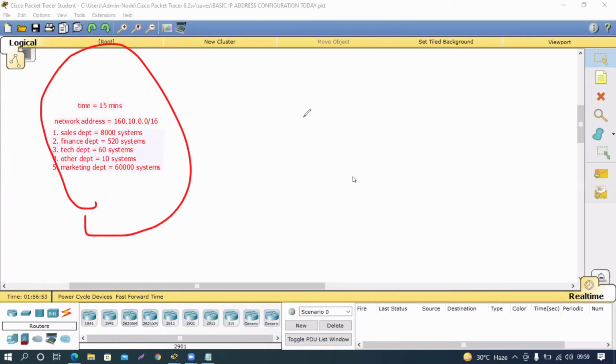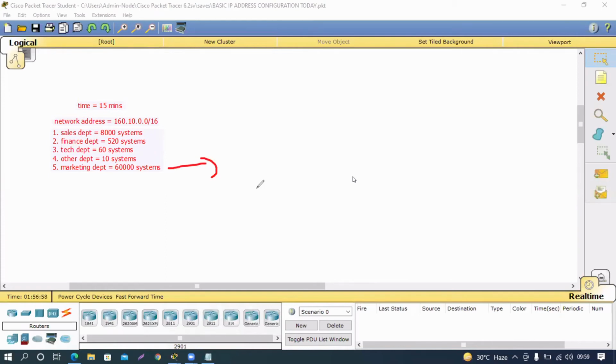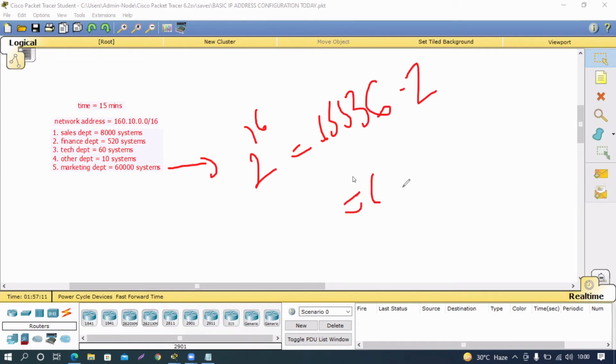I didn't get it, sir. Marketing department, you are having 60,000 hosts, right? So 2 raised to 16. You are taking all the 16 host bits you need, because we cannot take 2 raised to 15, right? Yes, sir. So when we are taking all these bits, we don't have any bit left, right? Yes, sir.